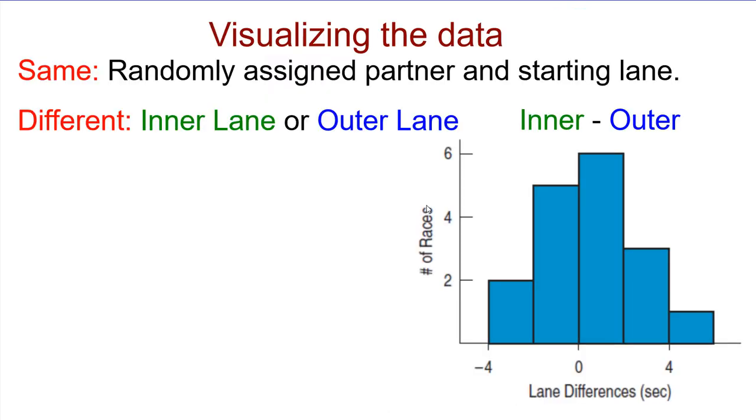All right, so if we visualize the difference, which is the inner lane minus the outer lane, notice most of these are going to be more than 0, so it is skewed towards the right. It's not symmetrical about 0, which tells us that maybe there is a slight benefit. We notice that the inner has larger times, which means there would be a benefit to starting in the outer lane. Just from looking at this, we can kind of see that. So notice it's the same randomly assigned partners and starting line, but what's different is the inner lane or the outer lane. That's the only thing we're analyzing when we match them up like that.